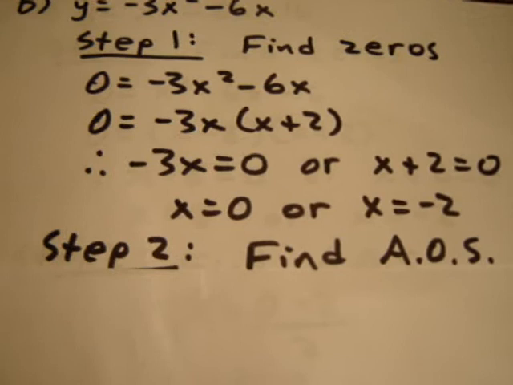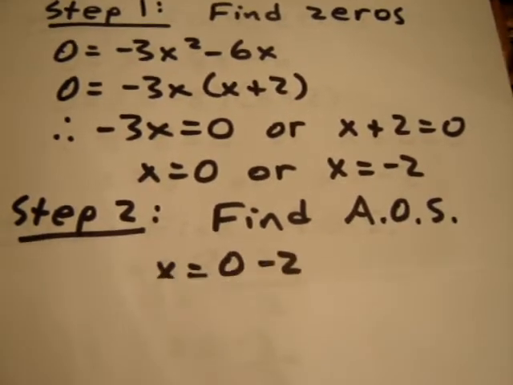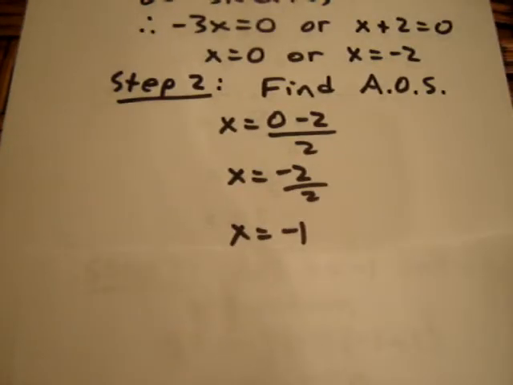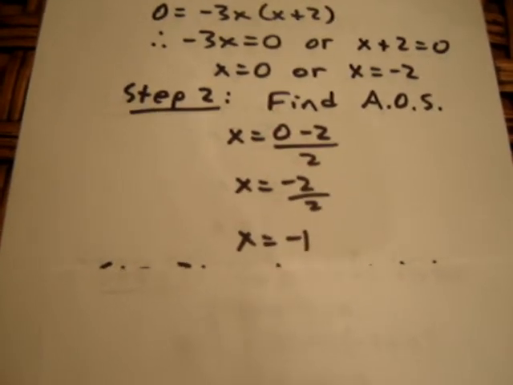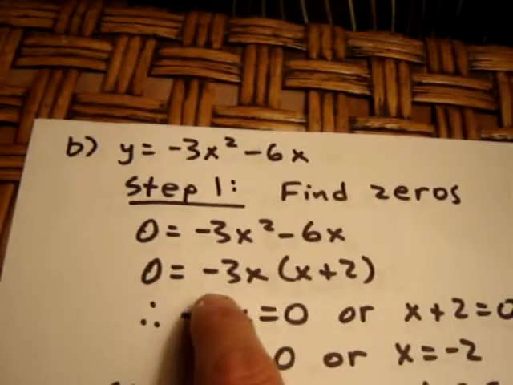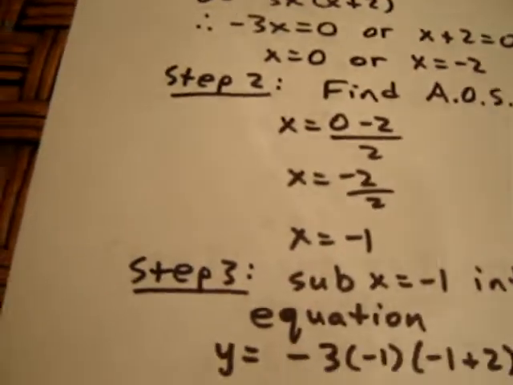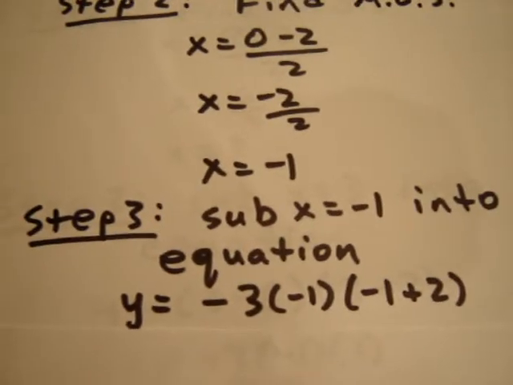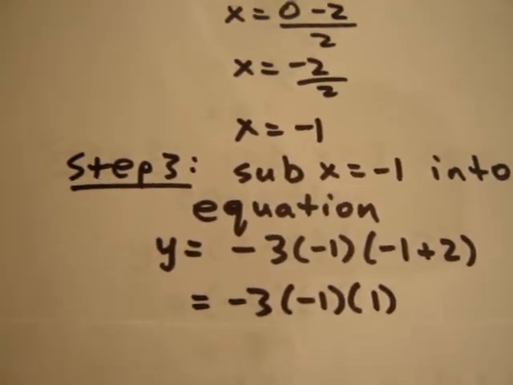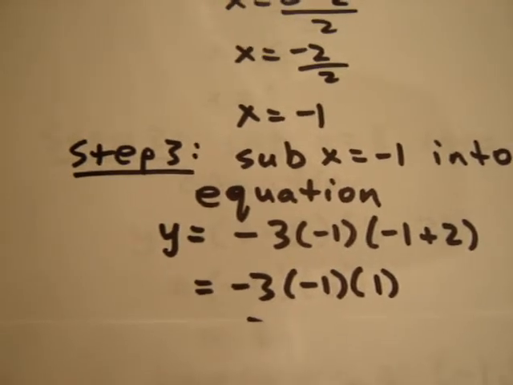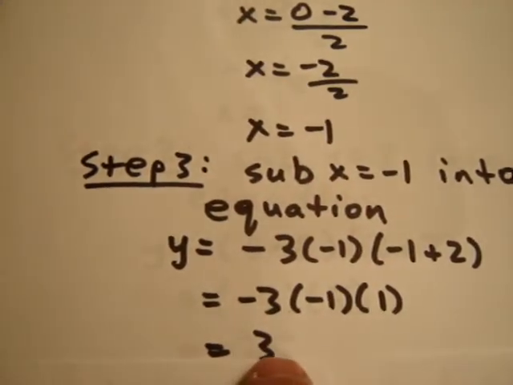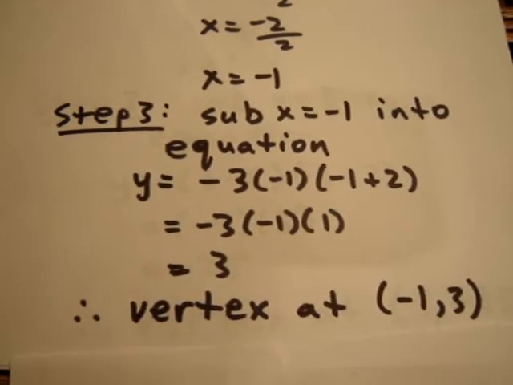In step 2, we will find the axis of symmetry by adding those two numbers and dividing by 2. x is negative 1. There's our axis of symmetry. Now, to find the y value of the vertex, we simply plug the x value of the vertex into the equation. Again, I'll use this factored form of the equation. And we have y equals negative 3 times (x plus 2). That becomes y equals negative 3 times negative 1 times 1, which means y equals 3. So x is negative 1, y is 3, and so our vertex is at (negative 1, 3).